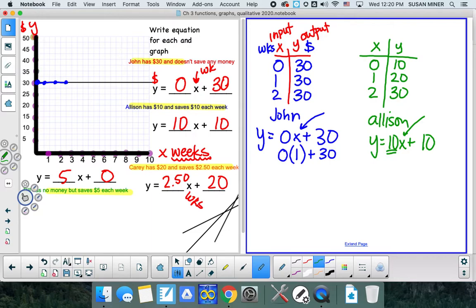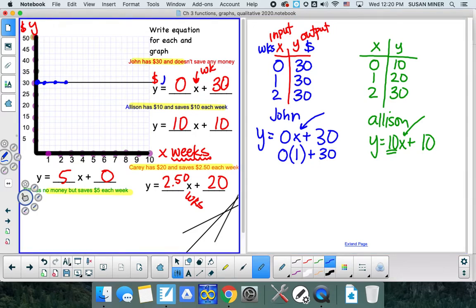And so if I were to graph Allison, let's just label some of these. Let's label this as John. I'm going to put a J over here for John's line. And then I'm going to graph Allison in green. And so starting out, Allison had $10 before any weeks had gone by, at 0, right? Here's 0. Then at 1 week, Allison had $20. At 2 weeks, Allison had $30. So Allison's line looks like that. Okay, so there's Allison. We'll put an A for Allison.